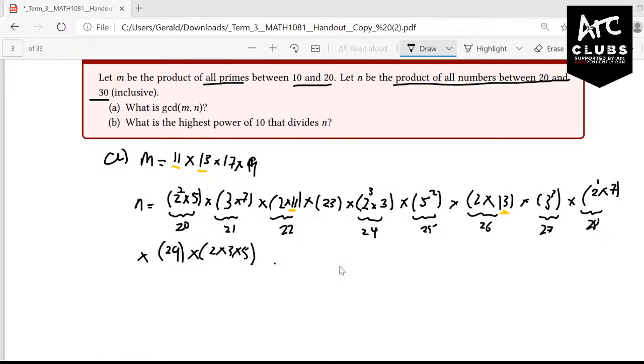All right, so we finished the prime factorization for n, so this really long number. And we can see that the only numbers that are common in both m and n are 11 and 13. So that means the GCD of m and n must be 11 times 13. And we're done.